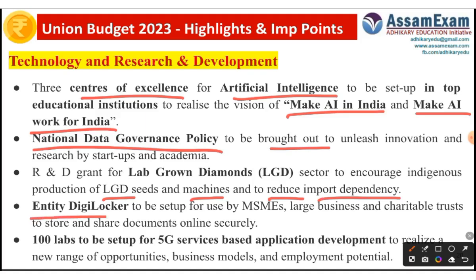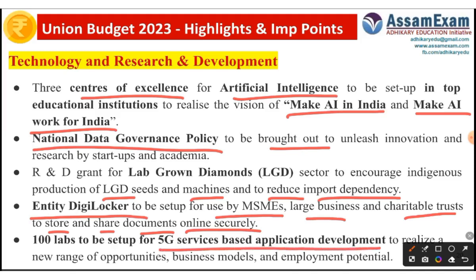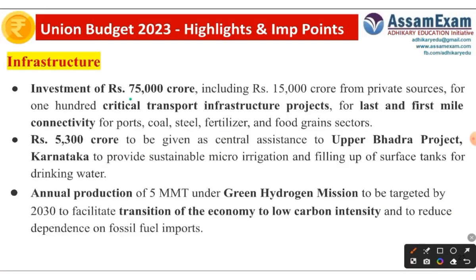Then entity DigiLockers to be set up for use by MSMEs, large businesses and charitable trusts to store and share documents online in a safe and secure mode. Then 100 labs to be set up for 5G service based application development, so that there are new opportunities, new business models and employment potential. In the infrastructure area, an investment of almost 75,000 crore including 15,000 crores from private sources for 100 critical transport infrastructure projects for last and first mile connectivity to ports, coal, steel, fertilizer factories and food grain sectors.